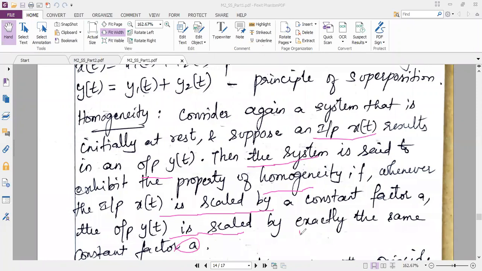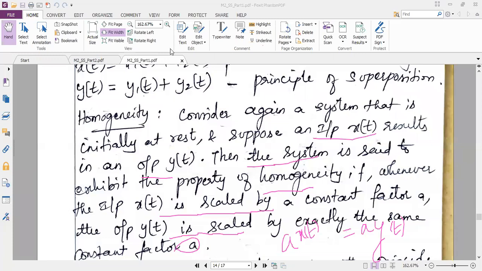Suppose my input x of t is scaled. Do you know what the meaning of scale is? If my x of t is scaled by the factor a, then my output y of t should also be scaled by the same amount a. So if a is 5, then 5 times x of t should produce 5 times y of t. That is the meaning of scaling.